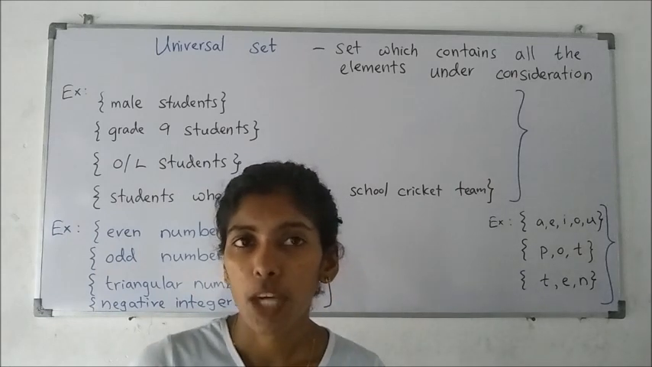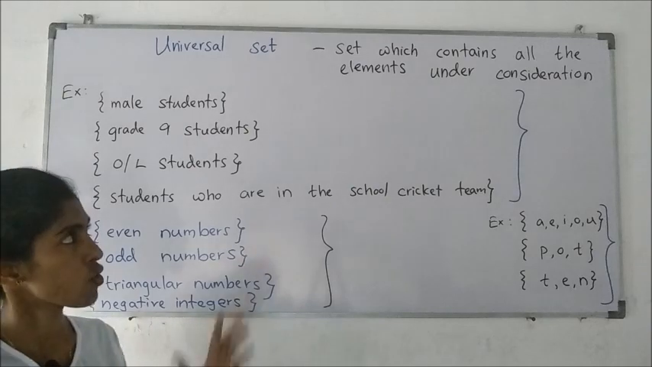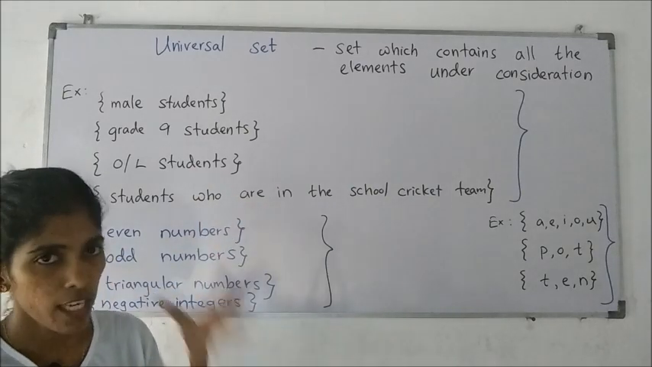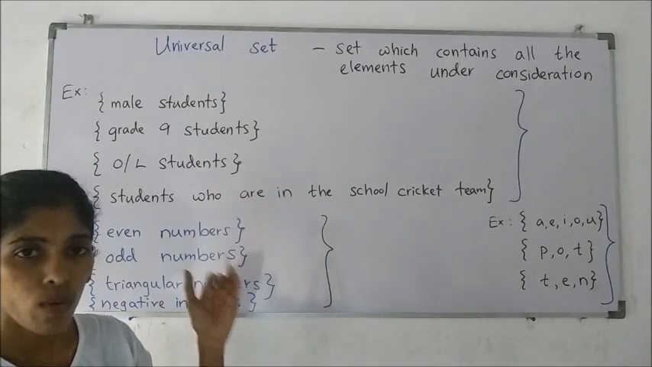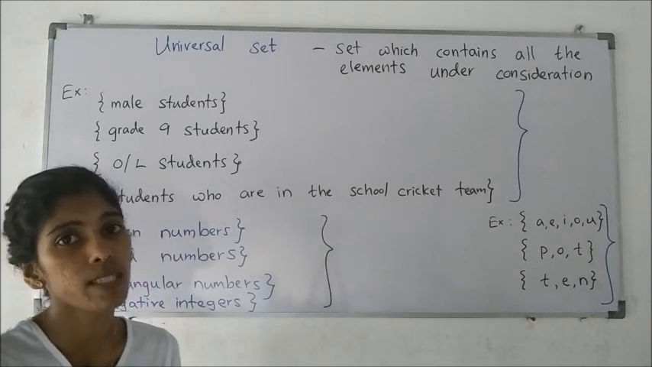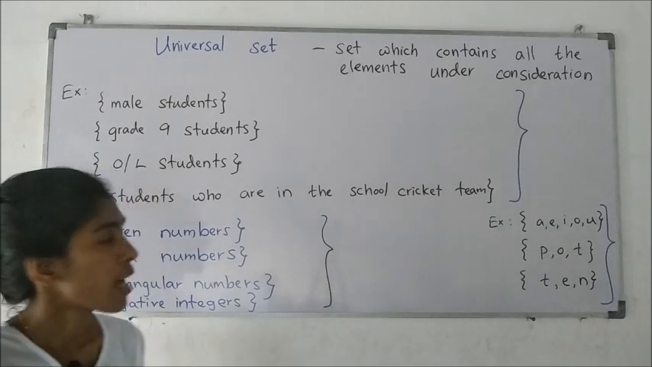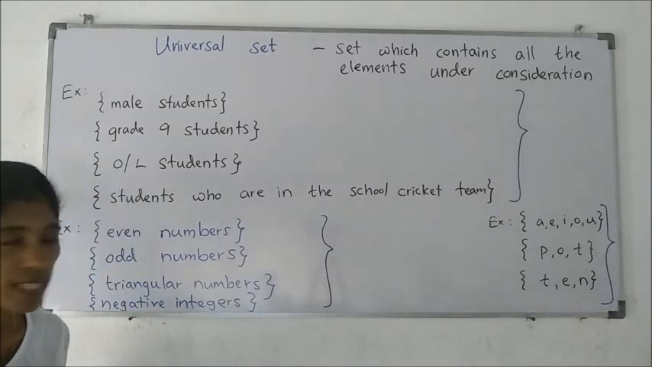Now our next subtopic is the universal set. I have given you the definition of the universal set: a set which contains all the elements under consideration. Will you be able to understand this? Okay, I will explain it with the help of some examples.